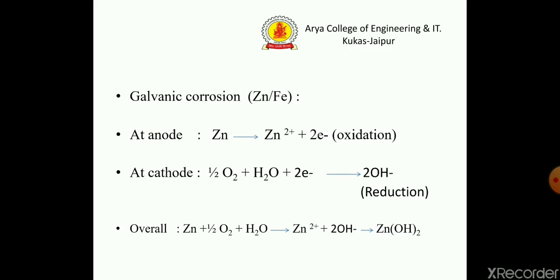At anode, oxidation will take place. Zinc releases 2 electrons and converts into Zn2+. At cathode, in neutral medium, half O2 plus H2O accepts the 2 electrons and converts into hydroxide ions, and it is a reduction process. The overall reaction is Zn plus half O2 plus H2O converting into Zn2+ and hydroxide ions, and zinc hydroxide.